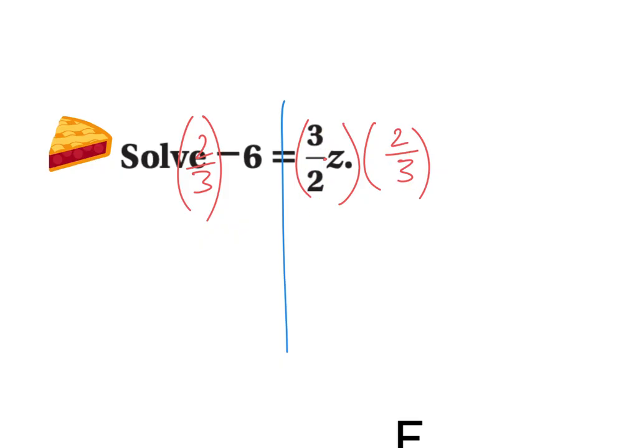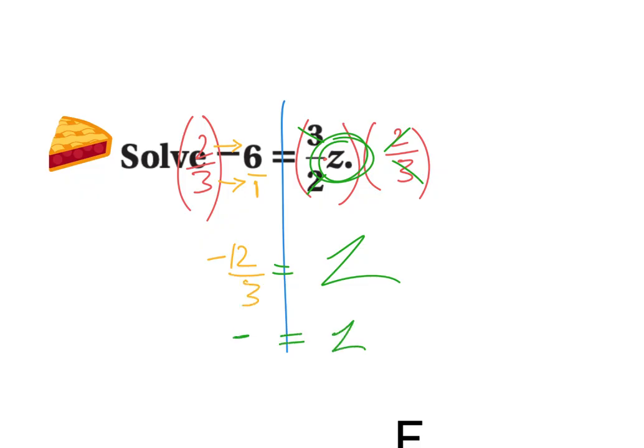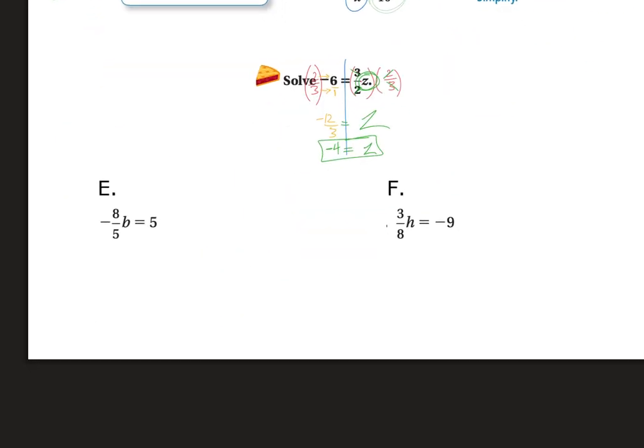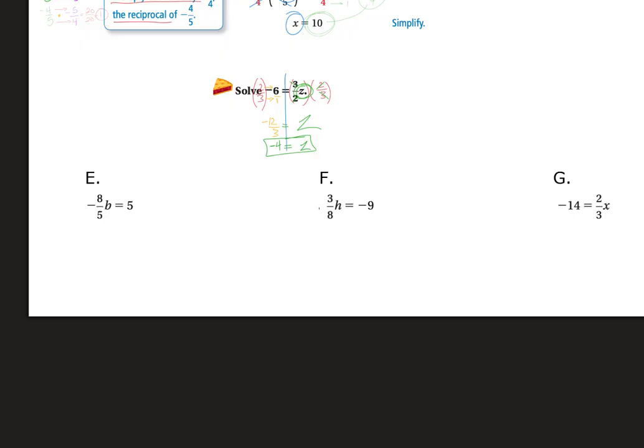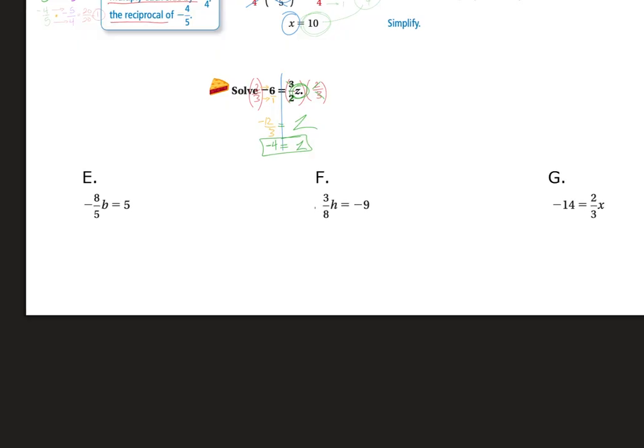So what happens on the right side is the 3's cancel, the 2's cancel, and I'm left with z. And on the left side, I go 2 times negative 6, that's negative 12. 3 times 1, the invisible 1 that was there, and that's 3. So we get z equals negative 4. And we're done. So down here, again, there's 3 of these. I want you to try them, but I'm also going to help you with them. So pause the video. Now let's you and me do them.